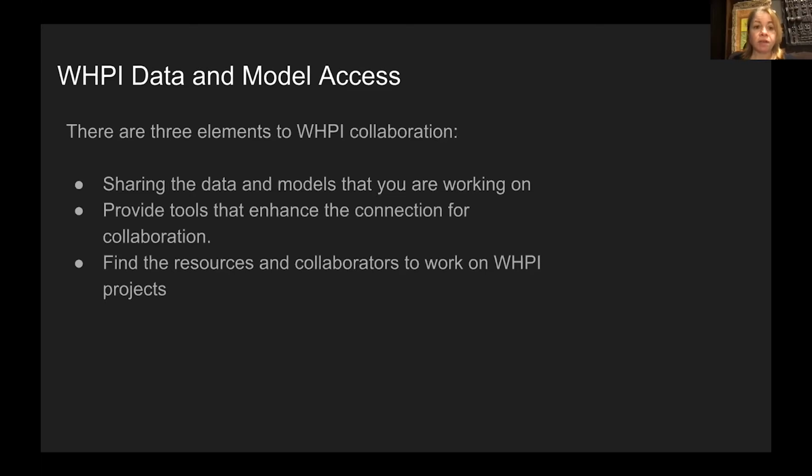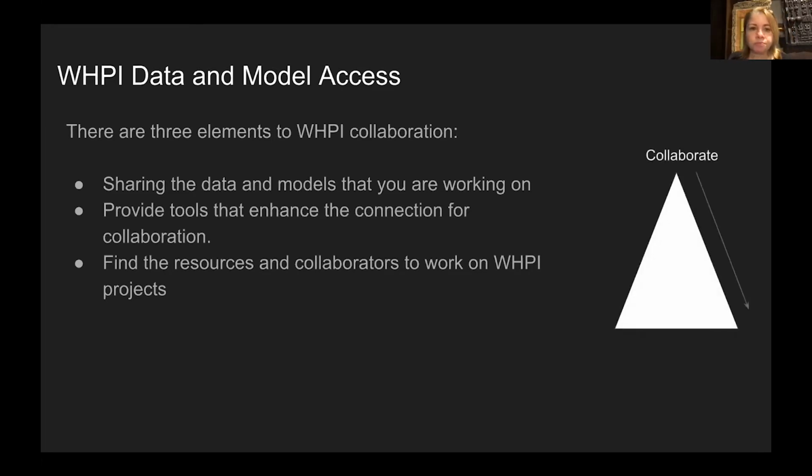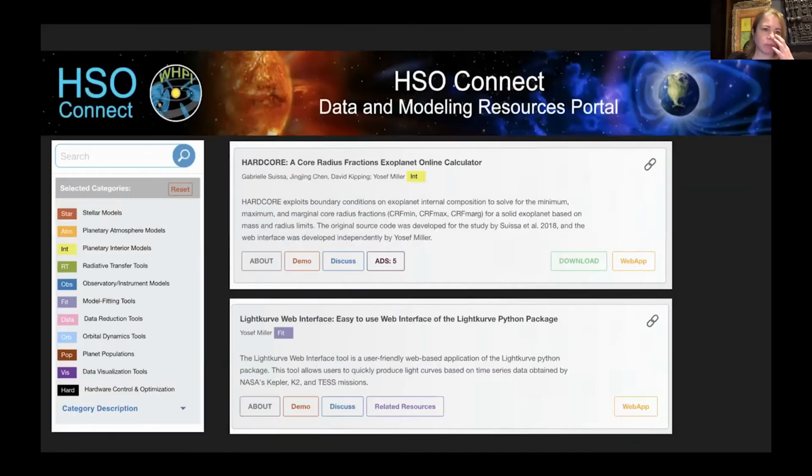The second thing is, how do you find the tools that allow you to collaborate and connect these things? And finally, how do you find collaborators? How do you find other people that are working on similar things, and how do we coordinate these efforts together? It requires a three-pronged approach. If you want to collaborate with people, you have to look for a way to share and coordinate these things, and before you can even start that, you want to be able to locate what people are doing and understand what's out there. So there's three aspects to it. The first one is the HSO Connect data and modeling portal.